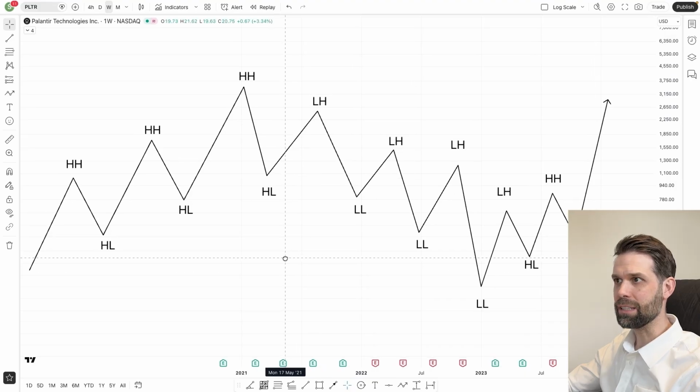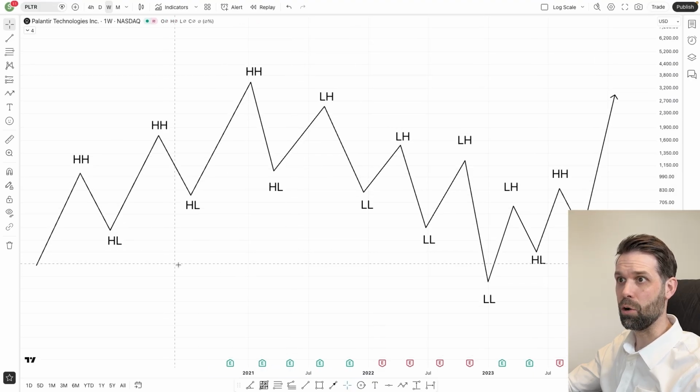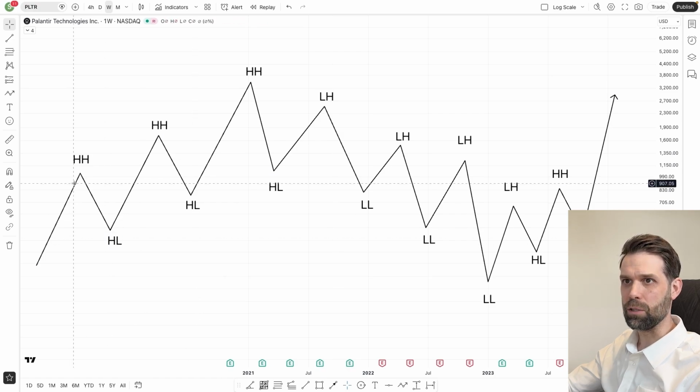For this example, we're looking at the basics of market structure: higher highs, higher lows, lower highs, and lower lows. So we're going to map out breaks of structure and changes of character on this diagram, and then we'll jump down to the real chart. The first thing we can see here is we make a higher high and a higher low, and then we make another higher high and another higher low. So this trend is bullish.